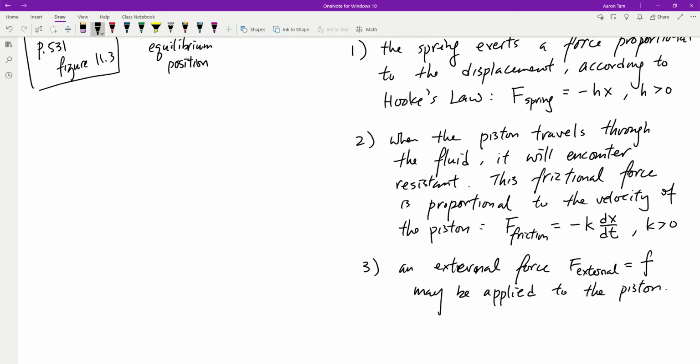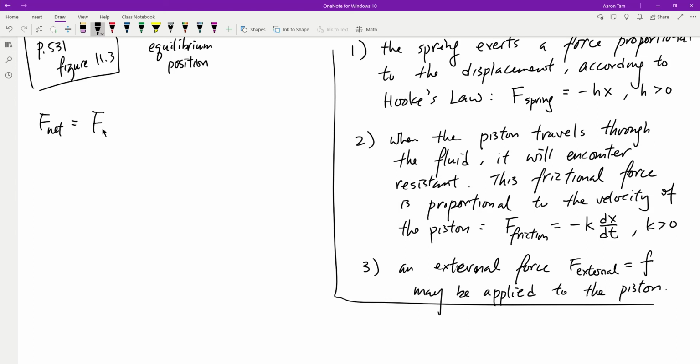And so now that we have these three forces all acting on this piston, we can now define what the net force is. So the net force will basically equal the sum of these three forces added together: F external, plus F friction, plus F spring.